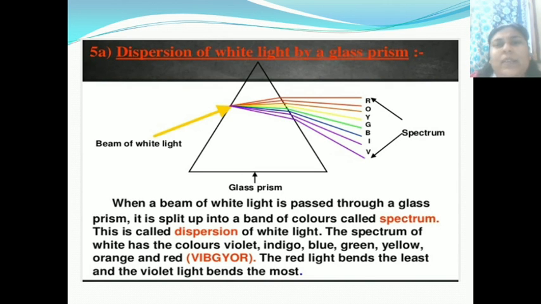But what is the basic reason behind this? Why does dispersion take place? The reason is that different colors have different speeds. When the white light enters at this point, in a denser medium like glass, different colors have different speeds. Red has the maximum speed, which is why it is deviated the least and makes the upper part of the spectrum. Violet has the minimum speed, which is why it is deviated the most and makes the lower part of the spectrum.